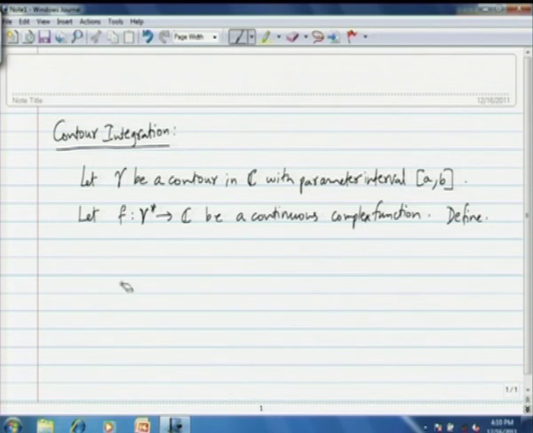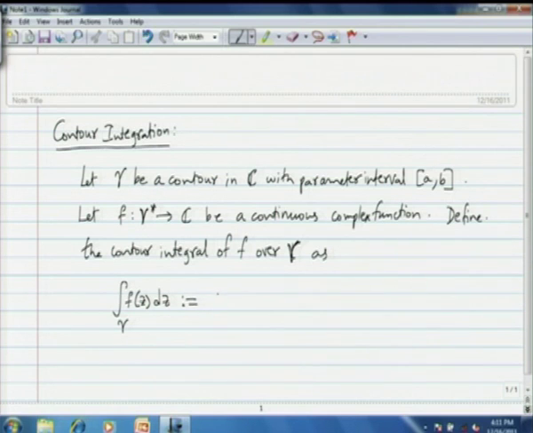this symbol, I will call this the contour integral of f over gamma. This is the notation: the contour integral of f over gamma is equal to the integral over this interval [a, b] of f of gamma of t times gamma prime of t dt.